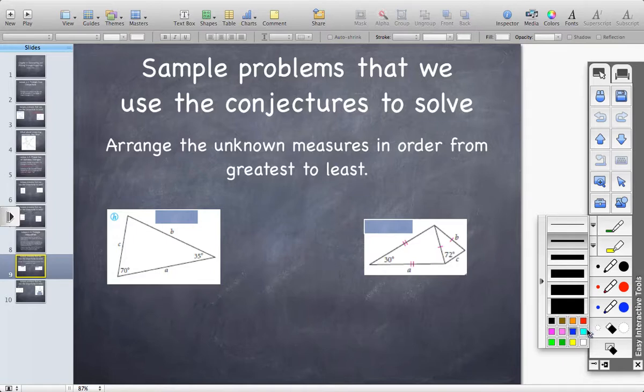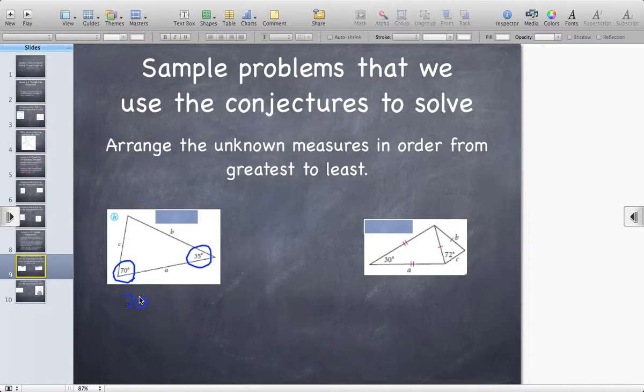All right, so for example, if we want to arrange the sides in order from least to greatest or greatest to least, we don't necessarily need to know the exact measurements of the sides if we know the measurements of the angles. So taking a look at this triangle on the left-hand side, the first thing we need to do is figure out the measurement of the angle opposite side A. And we can do that using the triangle sum conjecture. Add the 2 angles we have, which is 105 degrees, subtract that from 180, and that gives us 75 degrees.